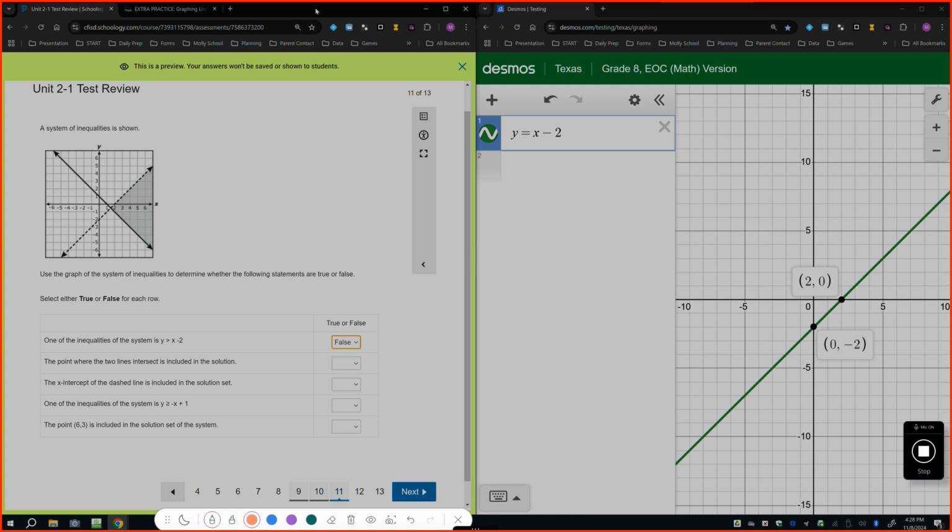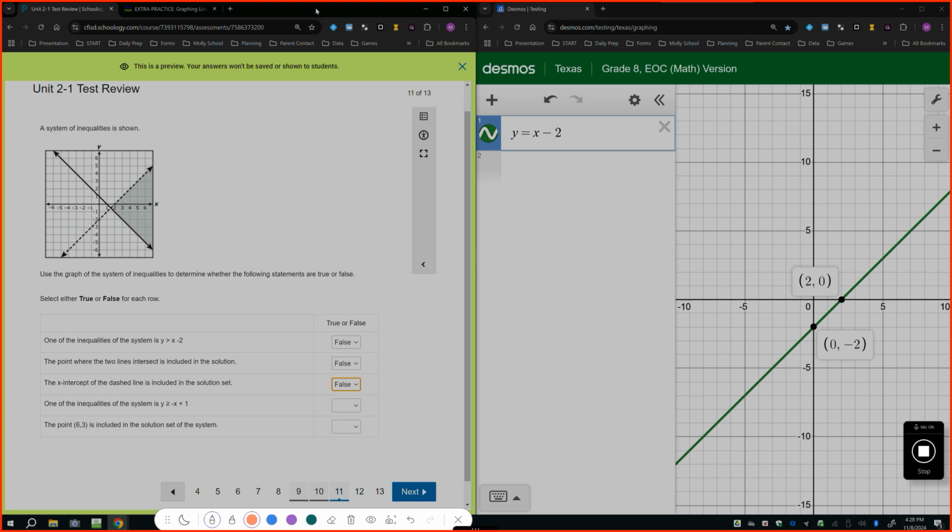The point where the two lines intersect is included in the solution. Okay, so they intersect right here. That is on the intersection of a dashed line and a solid line. Remember, I can't include points on a solid line. So it works for the dashed line, but it doesn't work for the solid line. So that is also false. The x-intercept of the dashed line is included in the solution set. That is also false because nothing on a dashed line is going to be included.